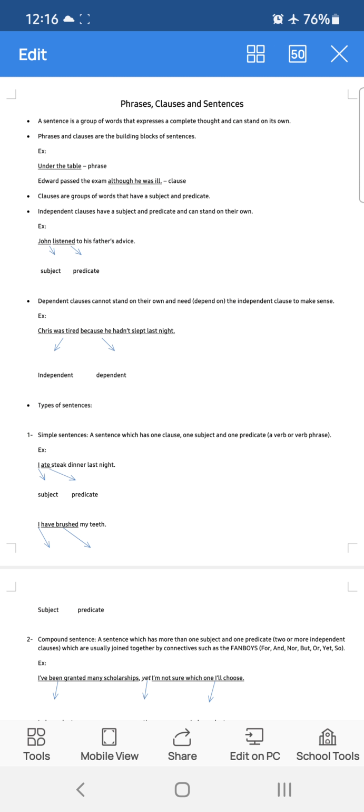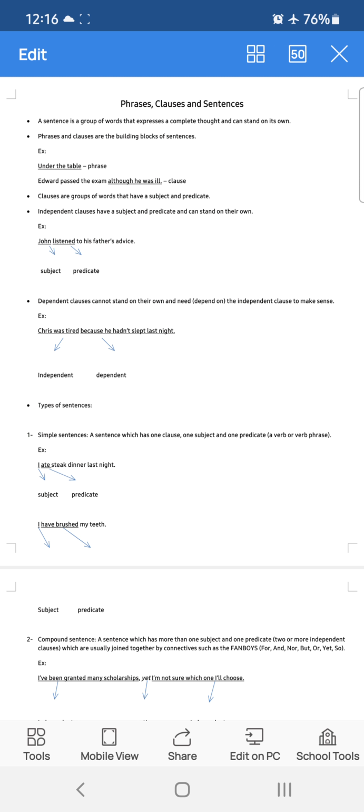It doesn't make sense. Under the table, behind the chair, in the morning, after they came, have brushed. All of these words, they don't make sense. They are phrases, right? All of these groups of words that don't make sense on their own are phrases.